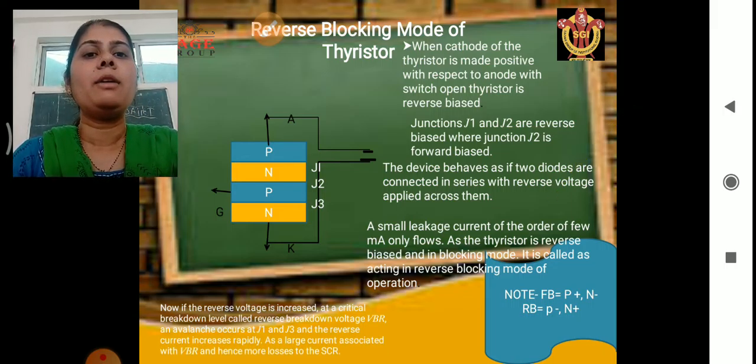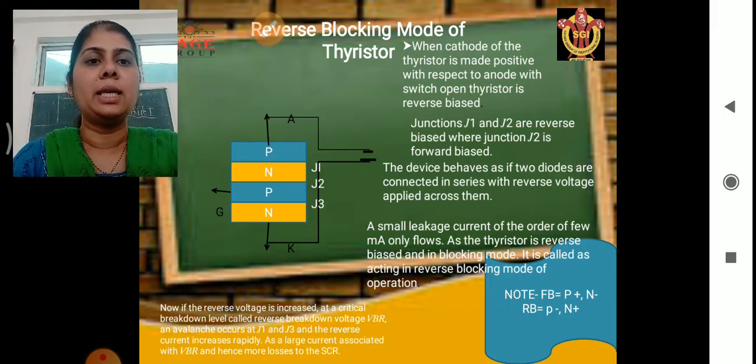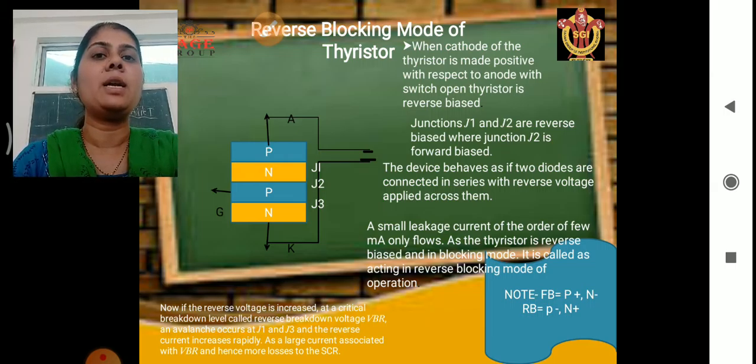Now, if the reverse voltage is increased to the critical breakdown level, it is called the reverse breakdown voltage VBR.